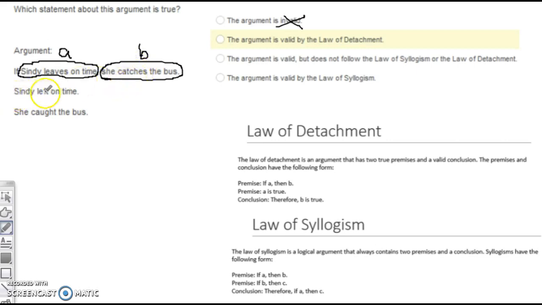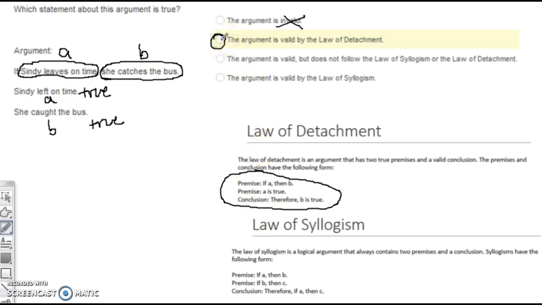The next thing says Cindy left on time, so it's repeating A. Again, that's letter A, and it's saying that that is true. She did leave on time. And then it's saying she caught the bus, so it's repeating letter B and just saying that that is true. That follows the law of detachment. If you look down here at the law of detachment, that's exactly what the law says. So that's going to be your answer. The argument is valid by the law of detachment.